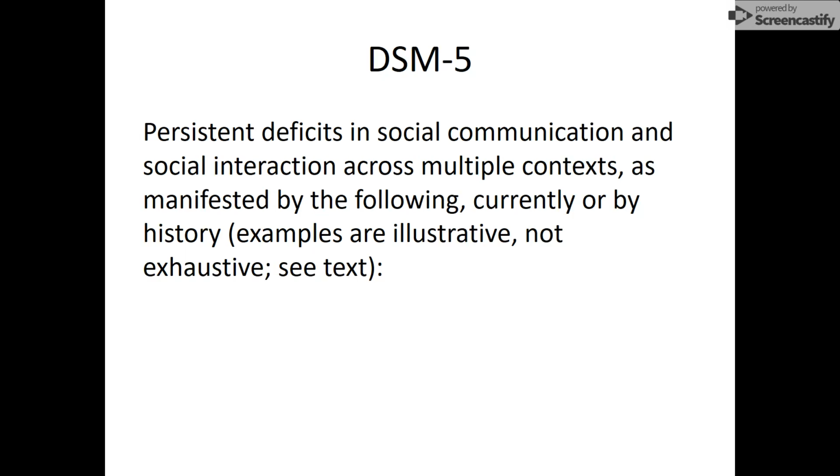So we're going to start by talking a little bit about the DSM-5. This is the Diagnostic Statistical Manual, and it's in the 5th edition currently. This is the manual that's used to help us diagnose communication impairments in our field. So I'm going to share with you some of the information from the DSM with respect to an autism diagnosis.